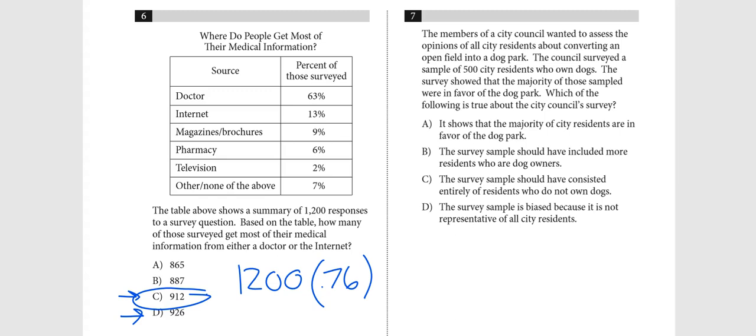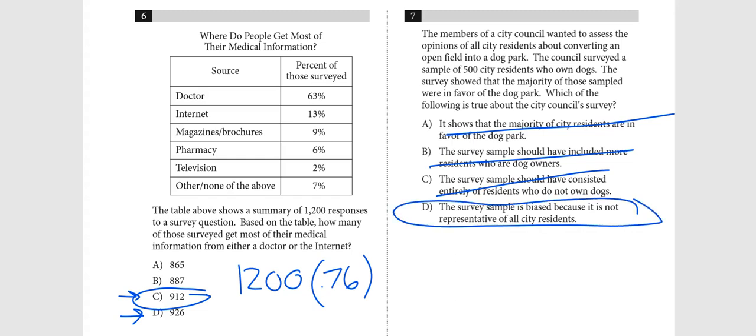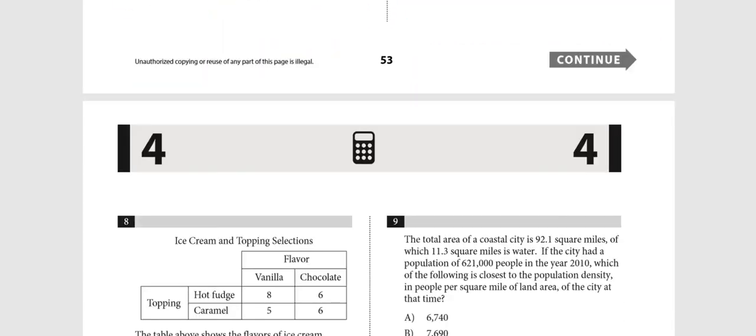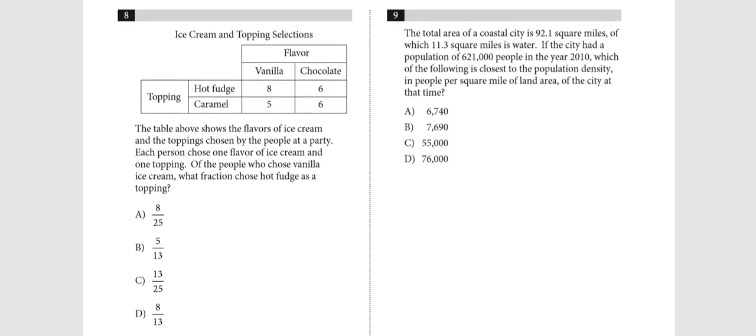Which of the following is true about the City Council's survey? It shows that the majority of city residents are in favor. The survey sample should have included more residents who are dog owners. Now, the survey sample should have consisted entirely of residents who do not own dogs. No, that's not true. The survey sample is biased because it is not representative of all of the city residents. Ding, ding, ding. You can't make conclusions about things when you do not do things randomly.